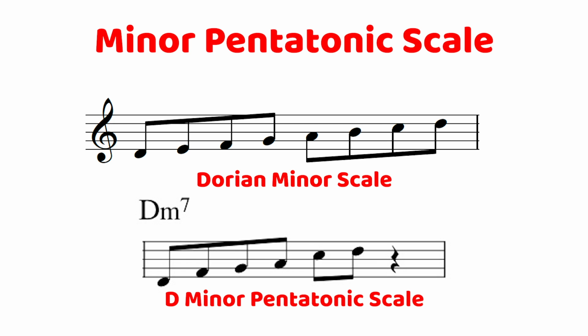So we're going to look at the reference of a Dorian minor scale, because that is typically what we use as our home base over a minor 7 chord in jazz. And so if we've got our Dorian scale, we're going to pick the notes 1, 3, 4, 5, and 7 in order to build the minor pentatonic scale.